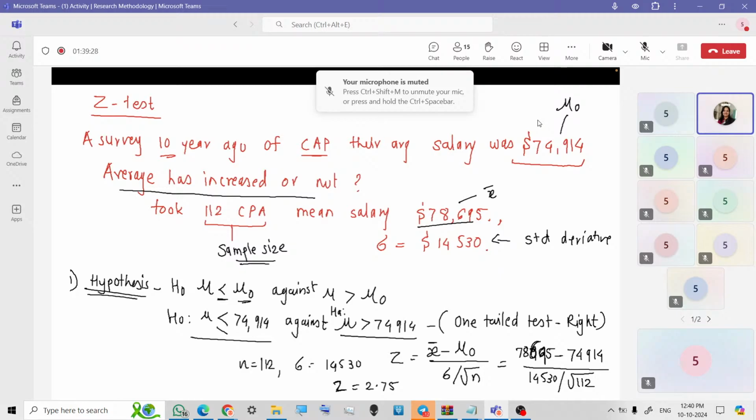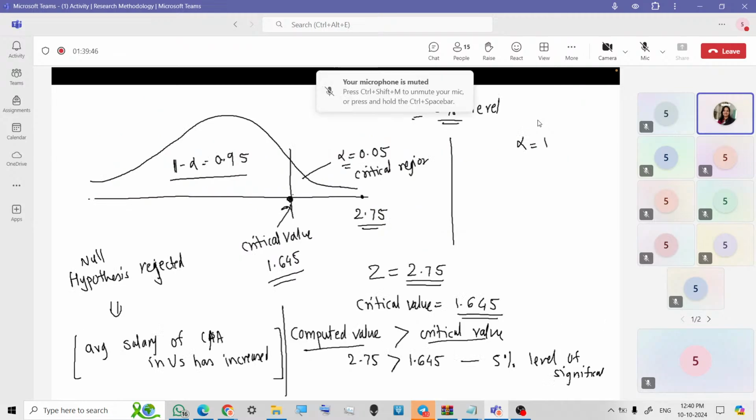The first step is where I have identified H0 and H1. The second step is I have calculated the Z score. What is the third step? The third step is to find the critical value from the table. So the critical value from the table, if I see these tables, is 1.645. Here the table has values. I will tell you how to do it.